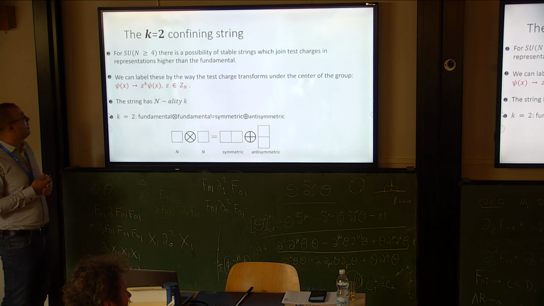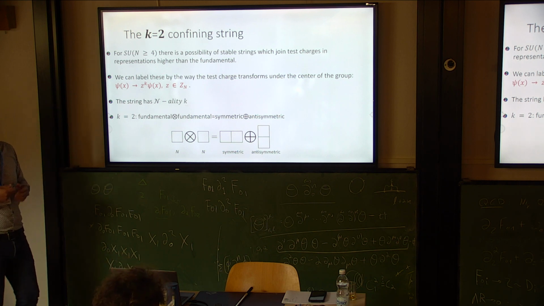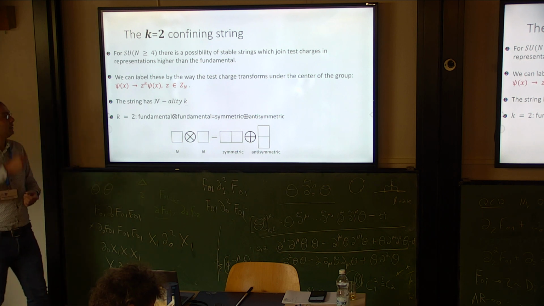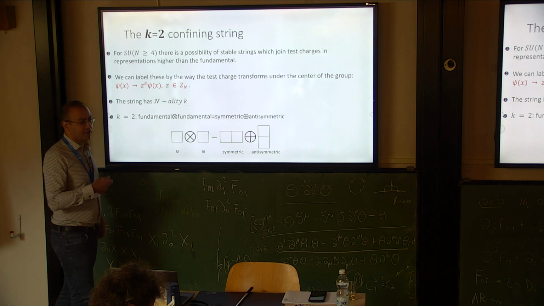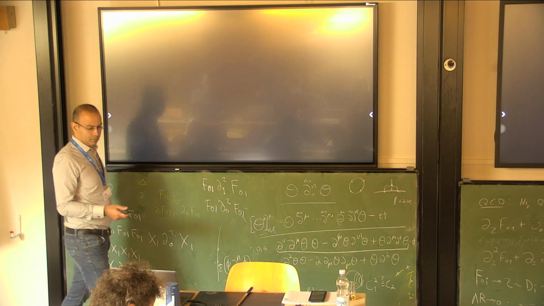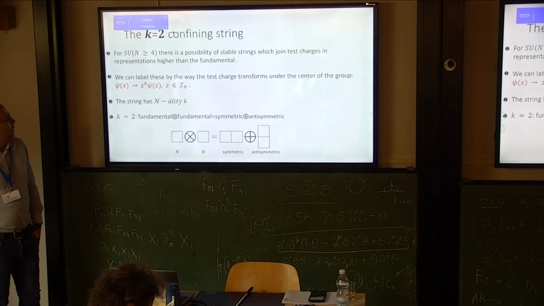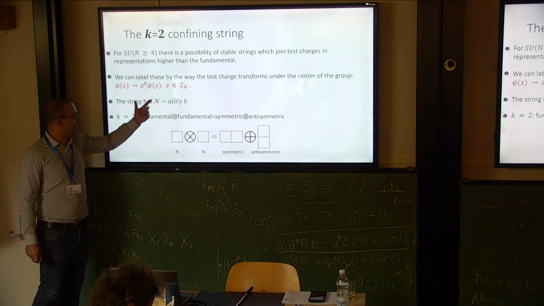So for SU(N) with N larger than or equal to 4, there is a possibility of having stable strings which join test charges in representations higher than the fundamental. And we can label this by the way the test charge transforms under the center of the group. And we call these strings k-strings because they have an N-ality k.